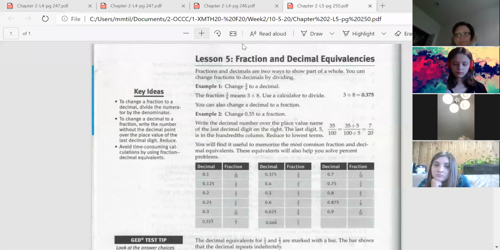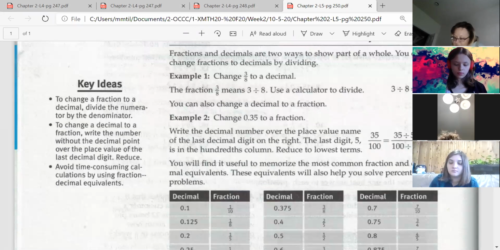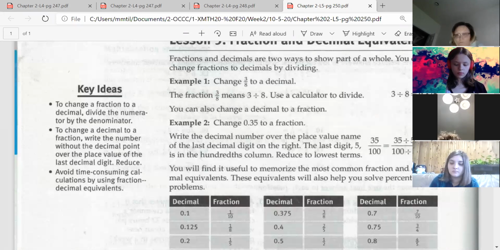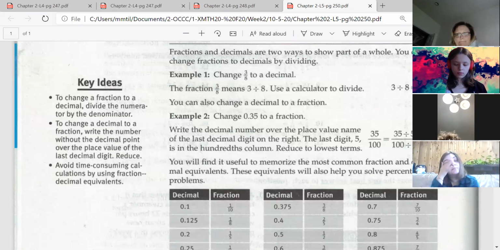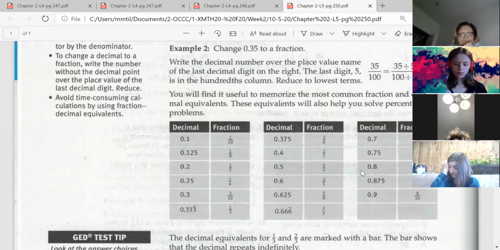Okay, so can everyone see my screen? It says lesson 5, and it's converting fractions and decimal equivalents. And here you can certainly use a calculator. What they're suggesting is that you sort of memorize these, or most of them.